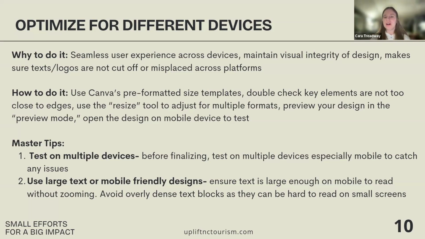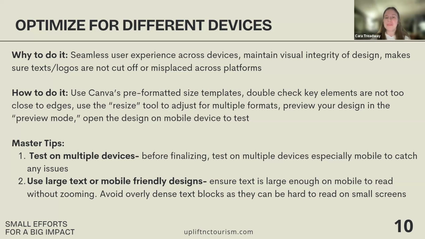Canva automatically adjusts the dimensions for various templates, like social media posts or social media ads. But it's always a good idea to double check these elements as well, such as logos, text, and images, making sure that they're not getting cut off on different platforms. If you have Canva Pro, the best way to do this is to use the resize tool to quickly adjust your design for multiple formats.